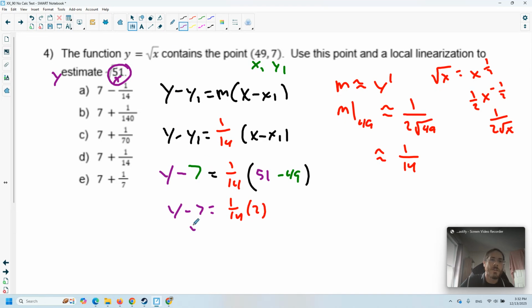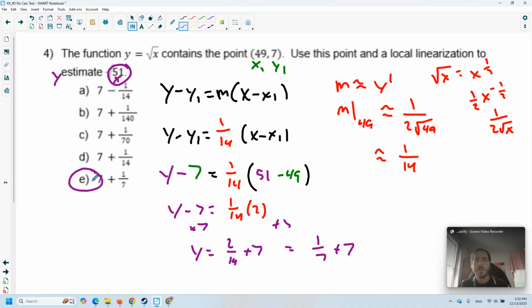We have to add 7 to both sides. So y equals 2/14 plus 7, which is 1/7 plus 7. So 1/7 plus 7 is going to be E. So just a normal local linearization one. So that's what we got for number 4.